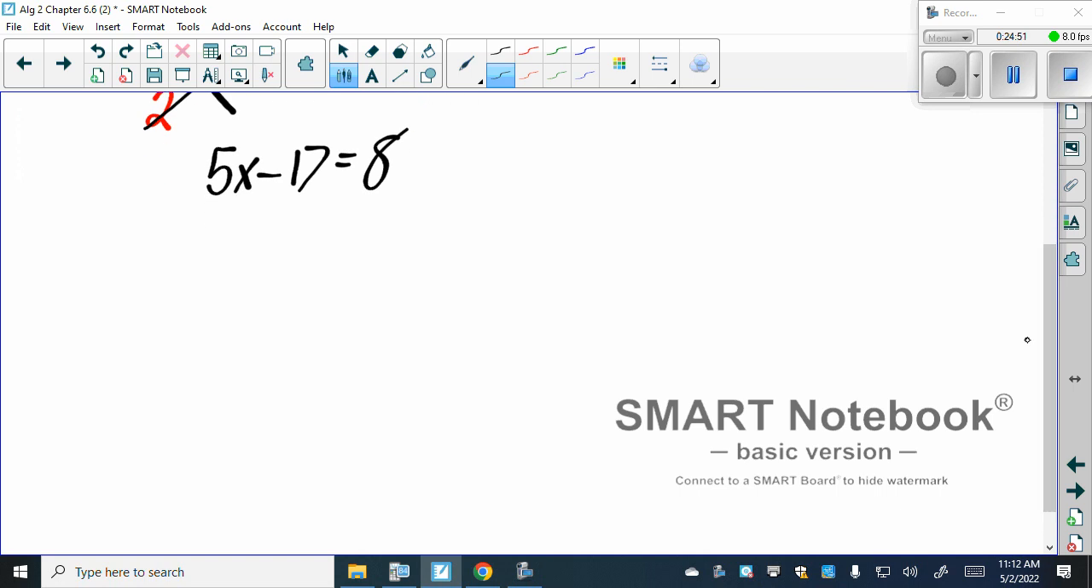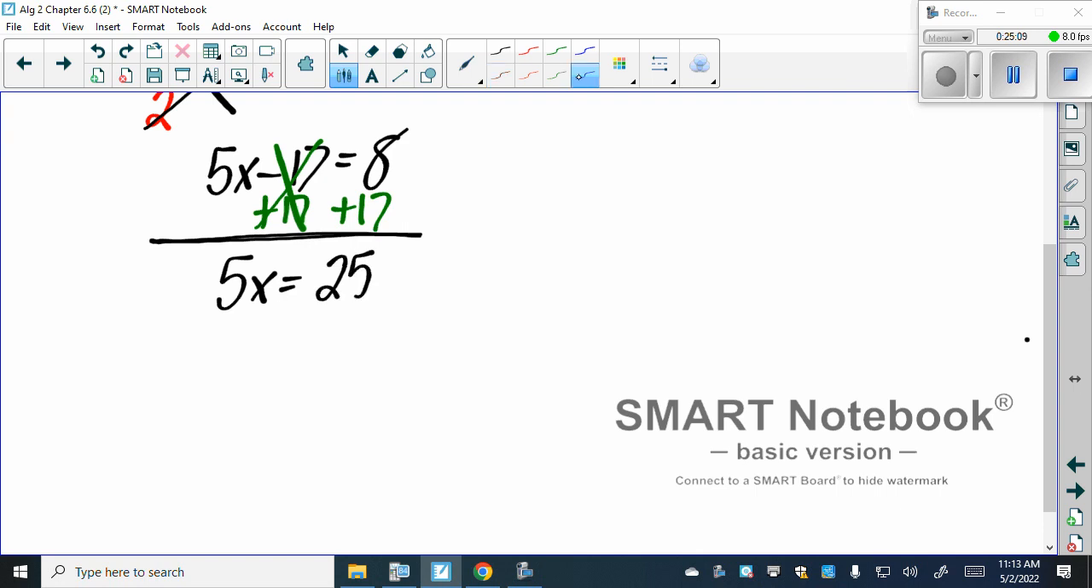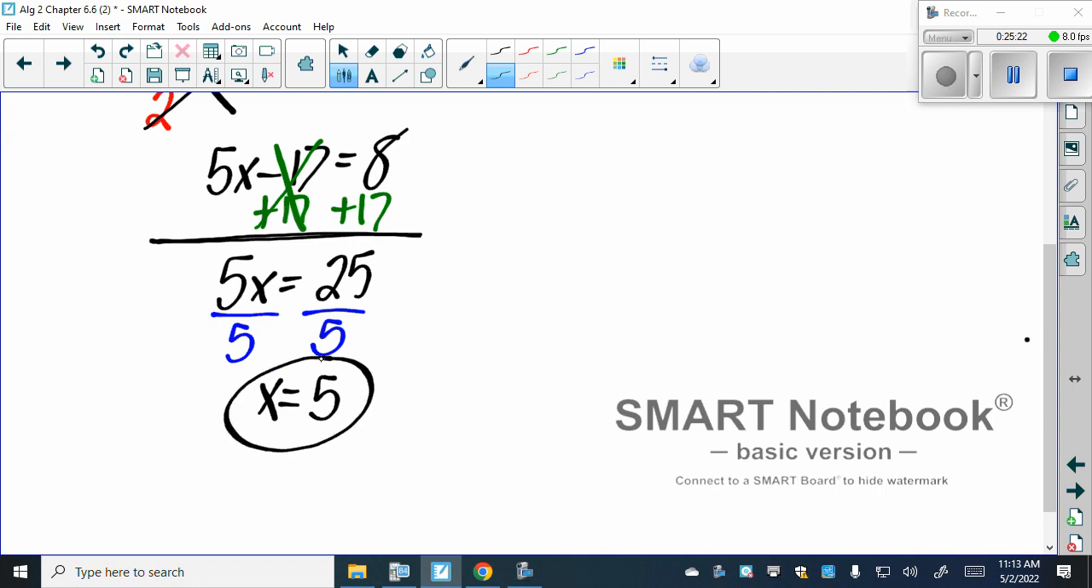Now we just need to solve for the value of x. So the first thing we can do is add 17 to both sides, because negative 17 plus 17 is 0. Telling us that 5x is equal to 25, and then we would divide both sides by 5, telling us x is equal to 5. And that right there is our answer.